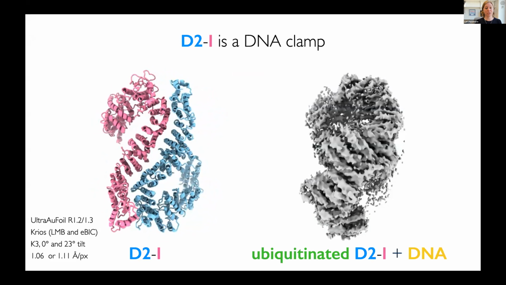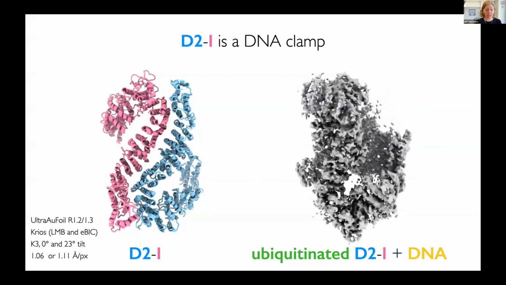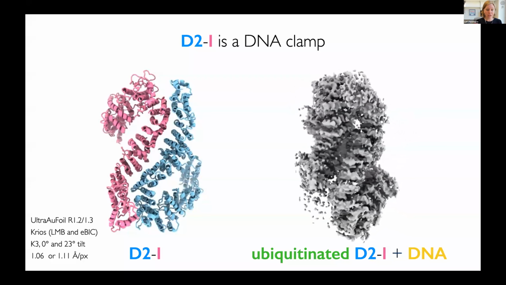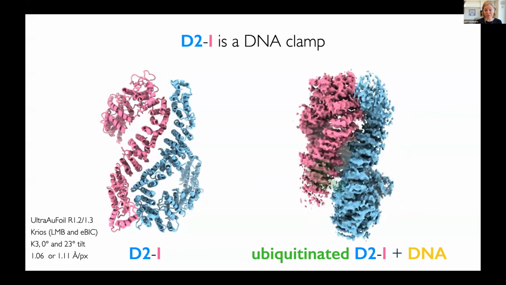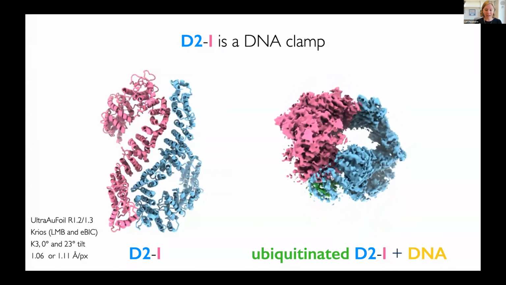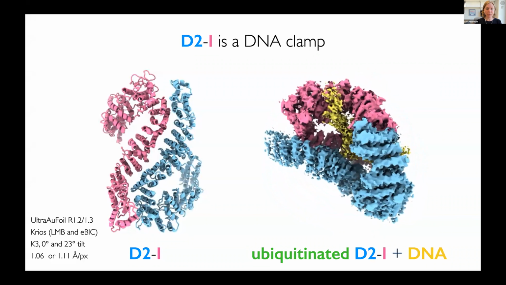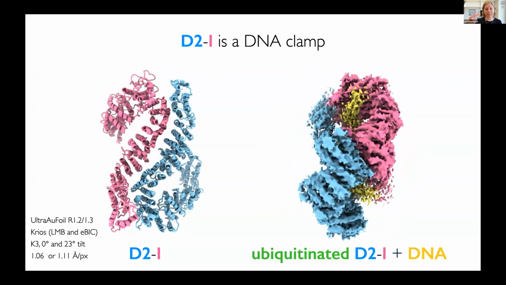We next determined the structure of the ubiquitinated complex at 3.8 angstroms resolution. It was immediately apparent that major conformational changes had taken place. Ubiquitin is in green, and it was located at the back of the complex, wedged in between the two proteins. And the C termini of the two subunits had folded inwards and contact each other via a new interface.